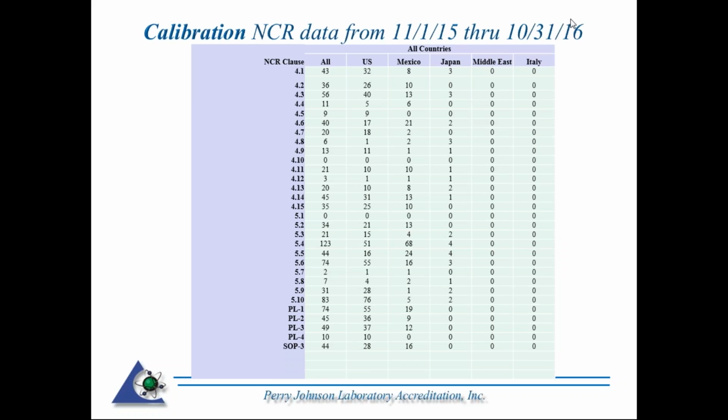So now it's Friday. I'm going to delve right into this. What I have here on the screen is for calibration. On the left-hand side are the elements of 17025, along with PJLA's policy and simple procedure requirements. When our assessment team goes on site, of course, it's for compliance with 17025. And it's also our policy, PL123 and simple procedure SOP3.